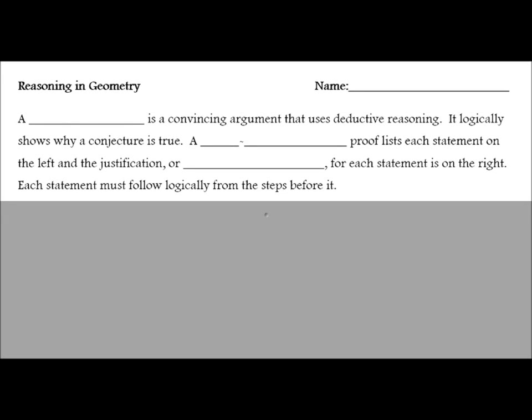Okay, so a geometric proof, or a proof, is a convincing argument that uses deductive reasoning. It logically shows why a conjecture is true. A two-column proof is what we're going to be working on, and that's going to list a statement on the left and the justification or the reason for each statement on the right.